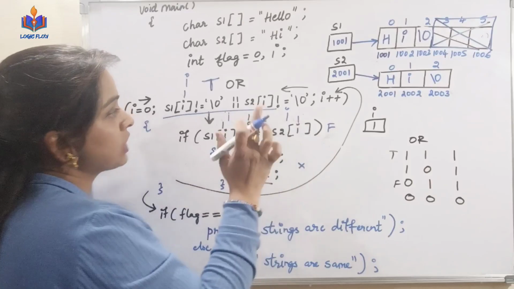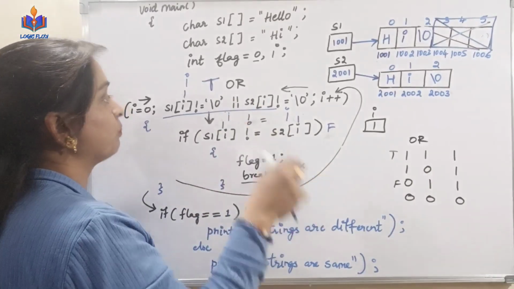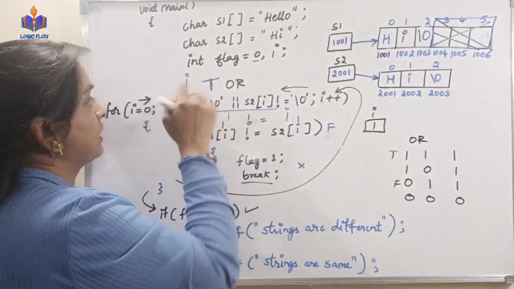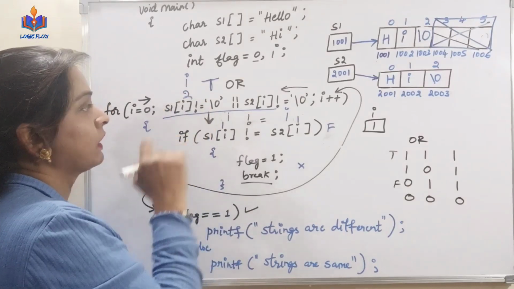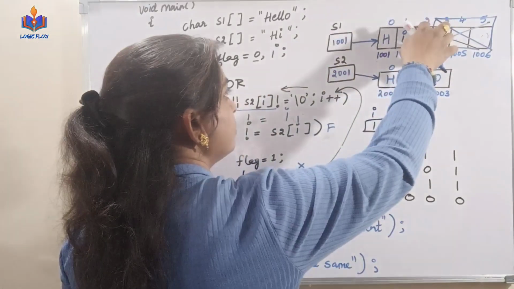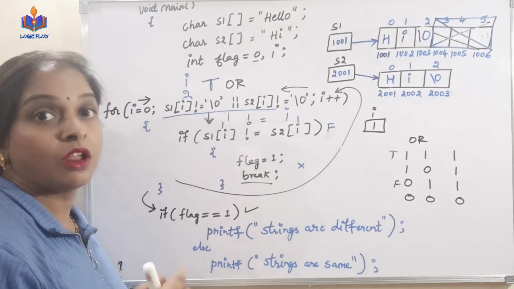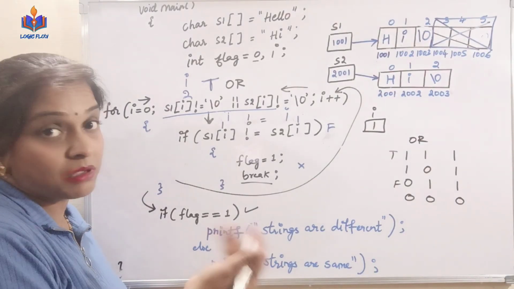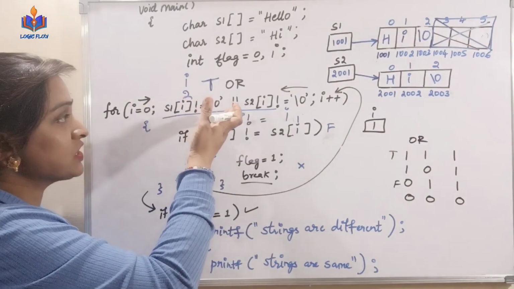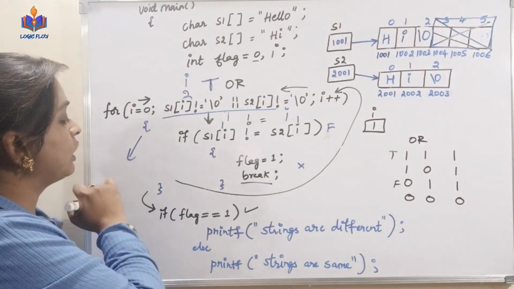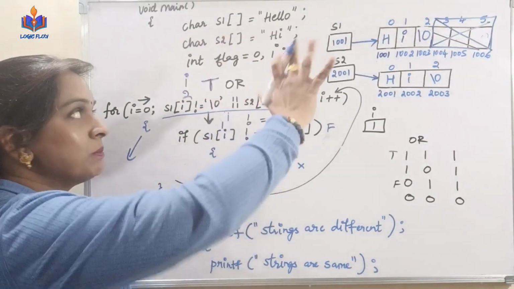I becomes how much? It is 2. Again check the condition. S1 of 2 not equal to null? No. It is equal to null. It became false. The loop condition itself is false. Come out of the loop where the flag value will be 0 itself.